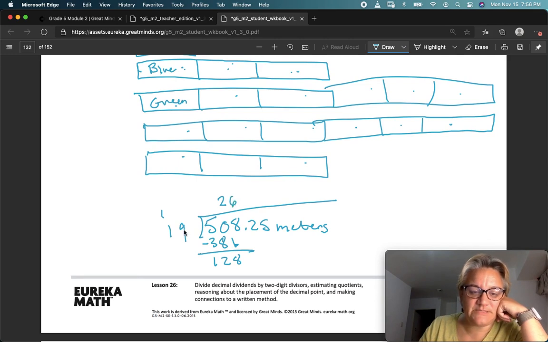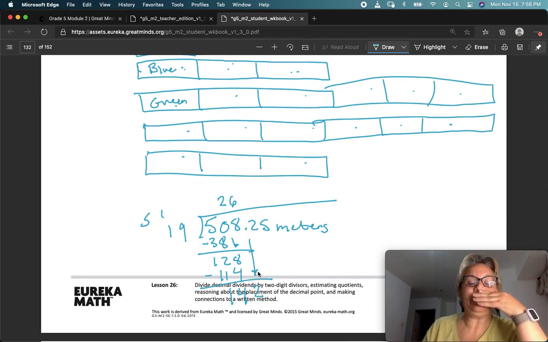6 times 9 is 54. Carry the 5. 6 times 1 is 6, plus 5 is 11. I'm going to run out of space very quickly here. 4. Then I'm going to bring down the 2 tenths, 142. So let's see.